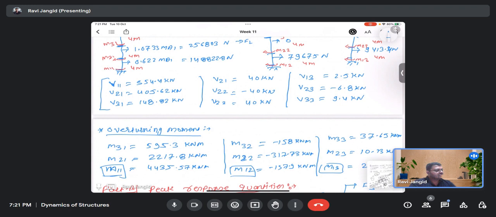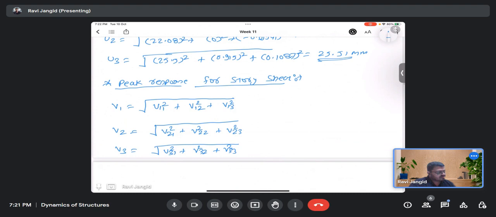So for the first one, that would be 554 square plus 40 square plus 2.5 square. For the second story, 405 square, 40 square, 6.8 square. For the third story, that will be 148 square, 40 square, 9.4 square. Okay, so let me write. So that would be the 554.4 square, 40 square, 2.5 square. So it is coming out to be 5.84 kilometer.